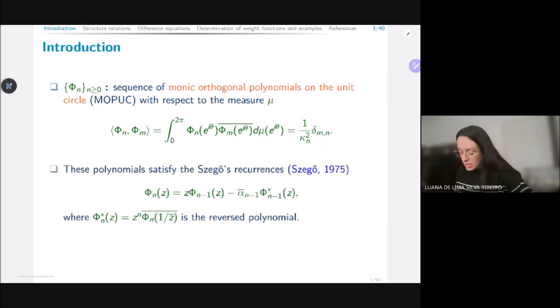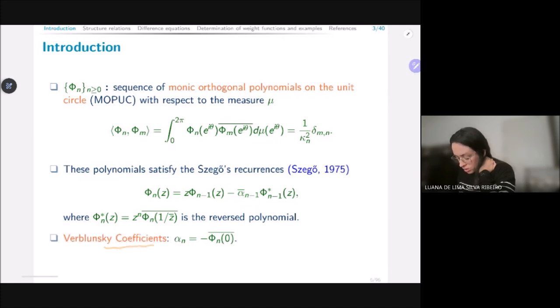It's well known that these monic orthogonal polynomials satisfy Szegő recurrences. This means that the polynomial of degree n can be written as z multiplied by the polynomial of degree n minus 1, minus this alpha here, the Verblunsky coefficient, multiplied by the reverse polynomial. The reverse polynomial of the polynomial phi n is defined like this. This part is well known and can be found in Simon's book.